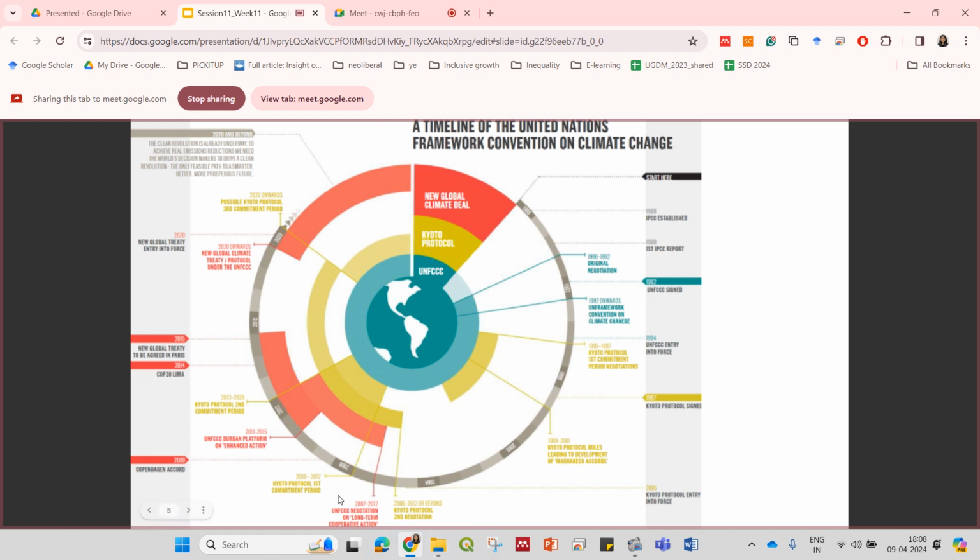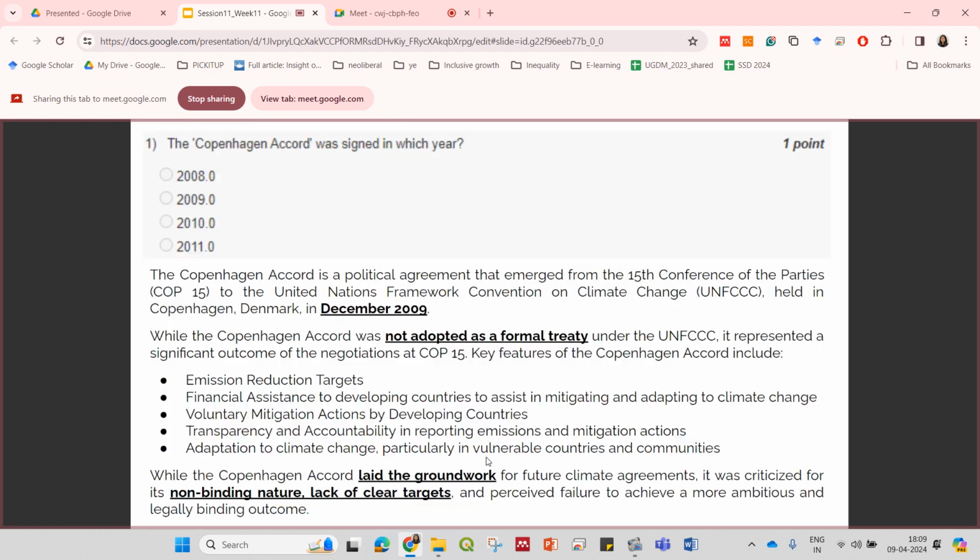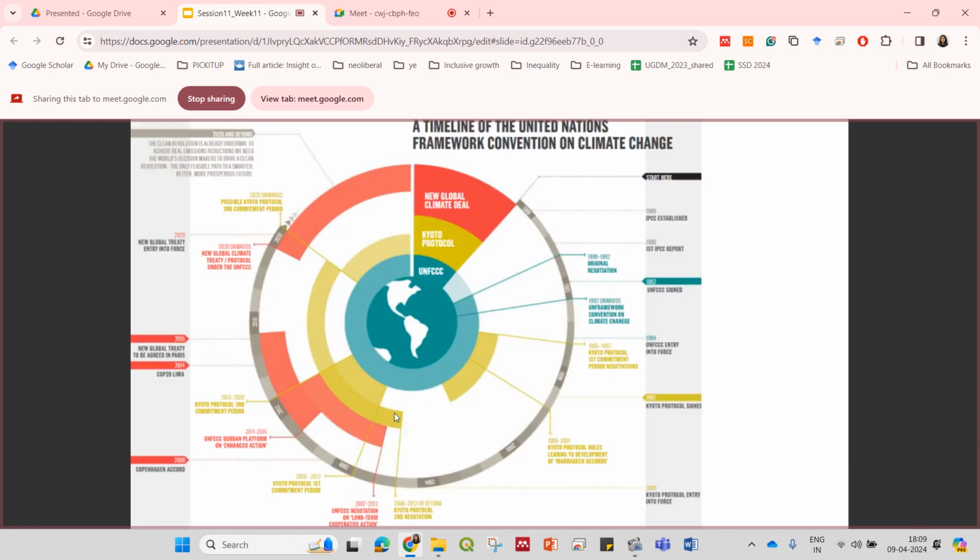Similarly, various other regulatory things like the Copenhagen Accord and later the new global treaty and further the Marrakesh Accords, these were further side. So if you want to get into the timeline of things, you should refer to this timeline that has been shared in the lectures. So I think it is pretty clear that the Copenhagen Accord was signed in the year 2009.